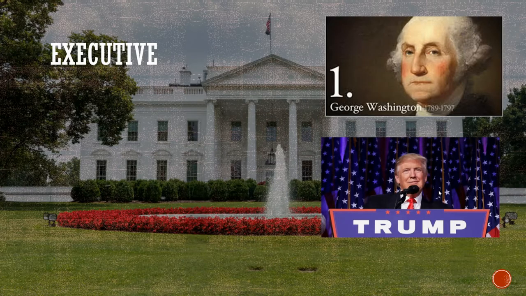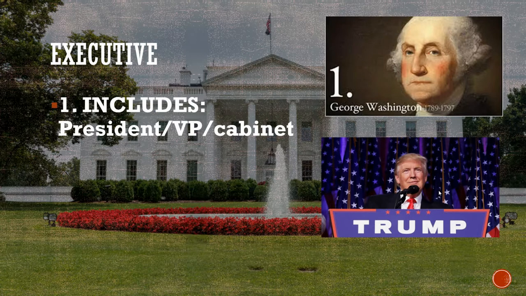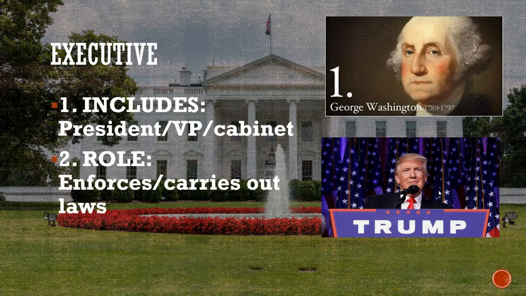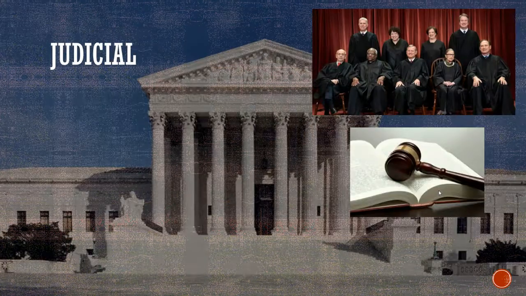So in Article 2 of the Constitution, we have the executive branch set up. One major thing that the Articles of Confederation lacked was a powerful executive. And the Constitution solves this. The executive branch includes the president, and the president's the head of the executive branch. It also includes the vice president and the cabinet. The main role of the executive branch is to enforce or carry out the laws made by Congress. Some of the other powers are to make treaties, appoint officials, but the main role of the executive branch is to carry out and enforce the laws made by Congress.